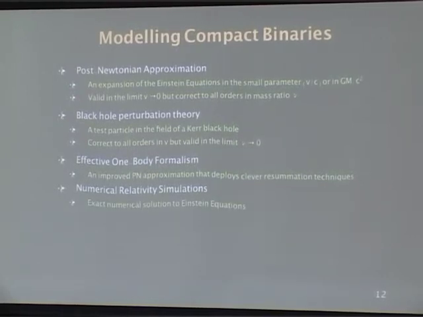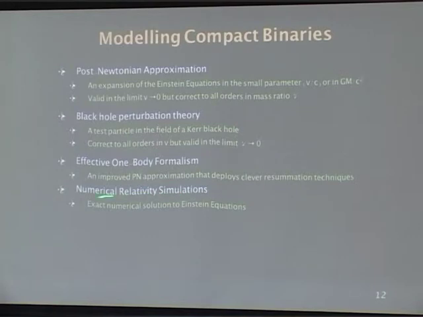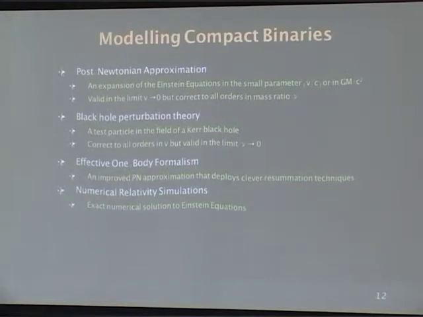Numerical relativity is what you have heard all about. It's an exact solution to Einstein's equations, but it is only as exact as your numerical method is. The more accurate you can make it, the more computing power you can throw at it, with a lot of intelligent computing power, not just CPUs, then it becomes better and better.